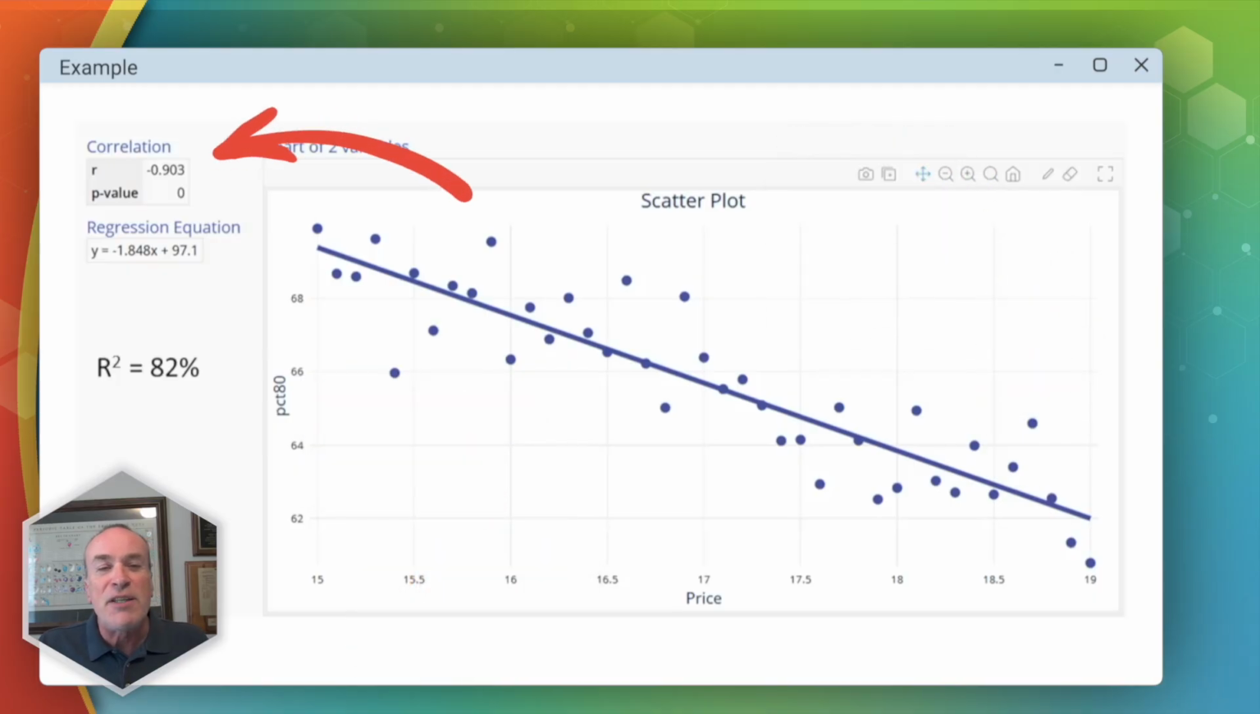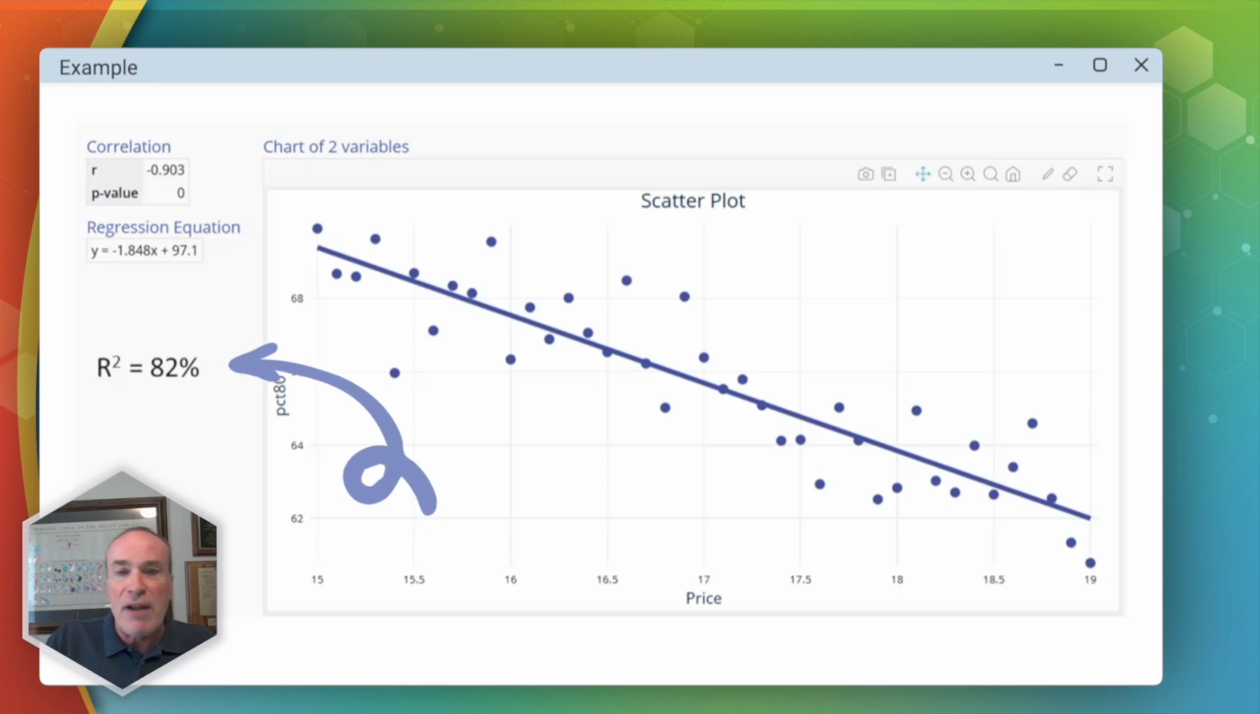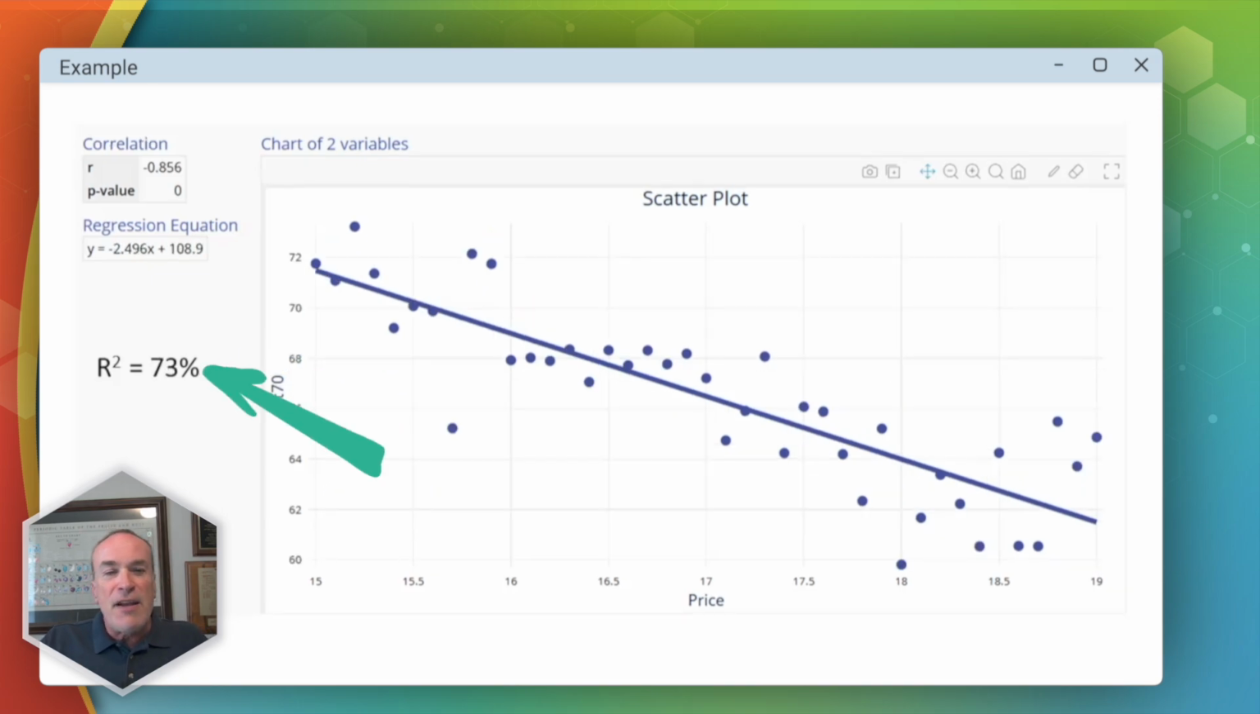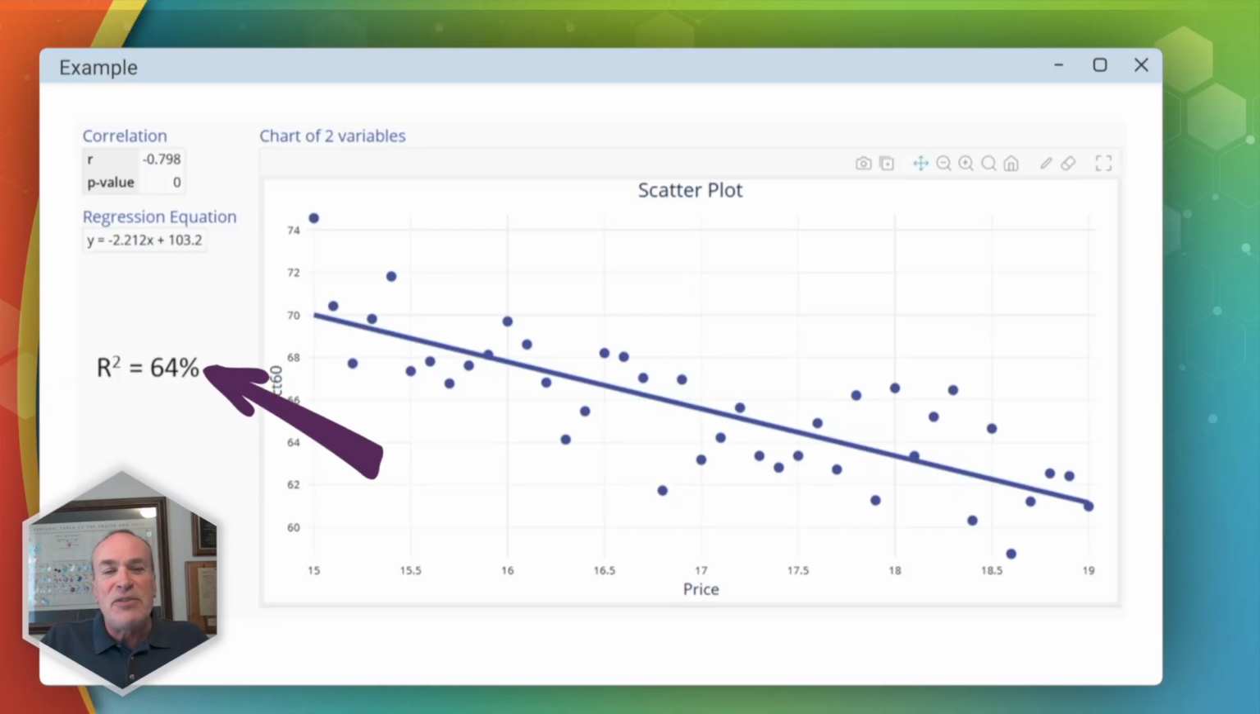So now we have a correlation coefficient of -0.982, rounding error. Then I did that to get something close to 70% R squared, negative 0.856. And then I got it down to 64%, a correlation of negative 0.798.